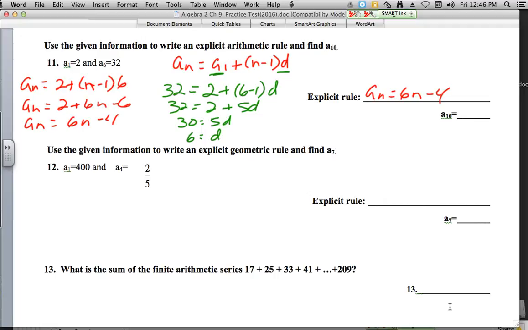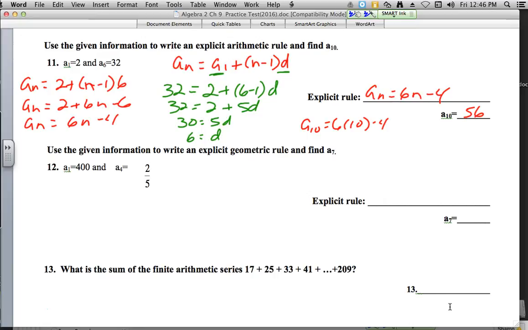And then, of course, to find the tenth, we're going to take 6 times 10 and subtract 4. So that's going to be 60 minus 4, which is 56. Nice that they gave us exactly what we were supposed to do. Go ahead and read through number 12. Pause the video. See what you can find.